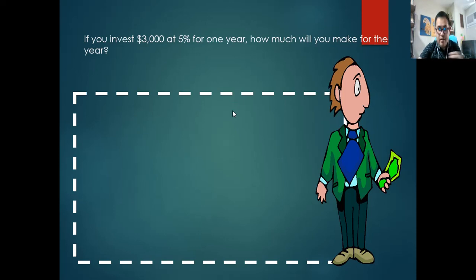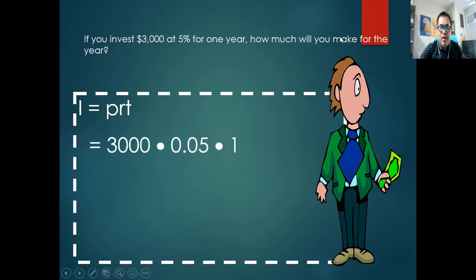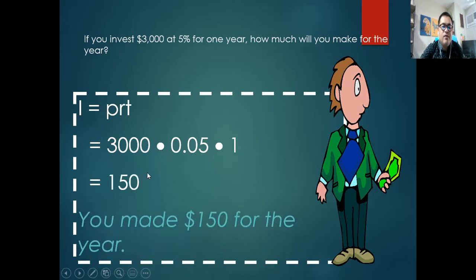for the year? Of course, writing first the formula, we have I is equal to PRT, and we know that we will be getting the interest for 1 year, so we will be using this formula. Principal is 3,000 times 0.05 because 5% is 0.05, times 1 year. So we have 150. So you made $150 for the year. This is just to recall your lesson on simple interest.